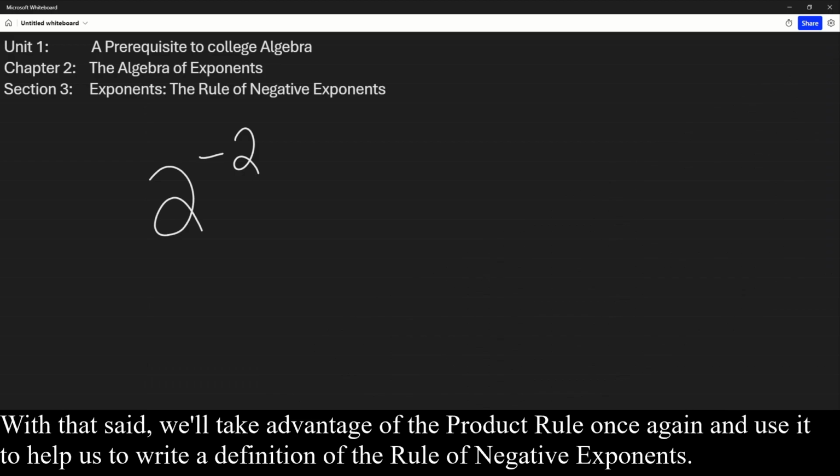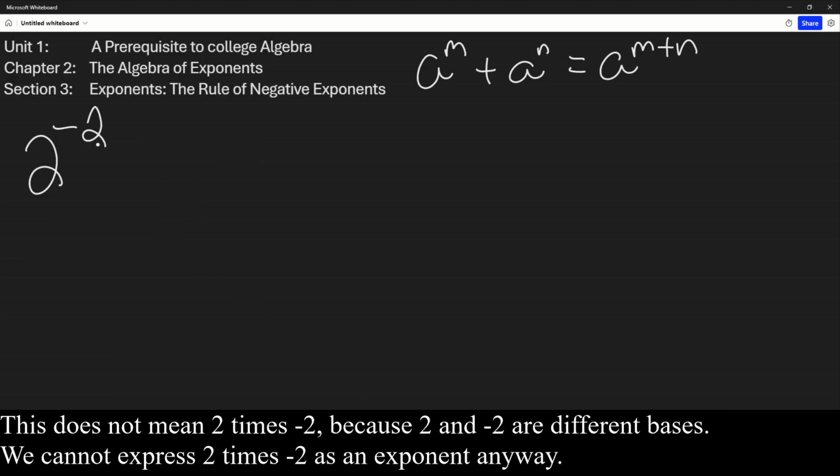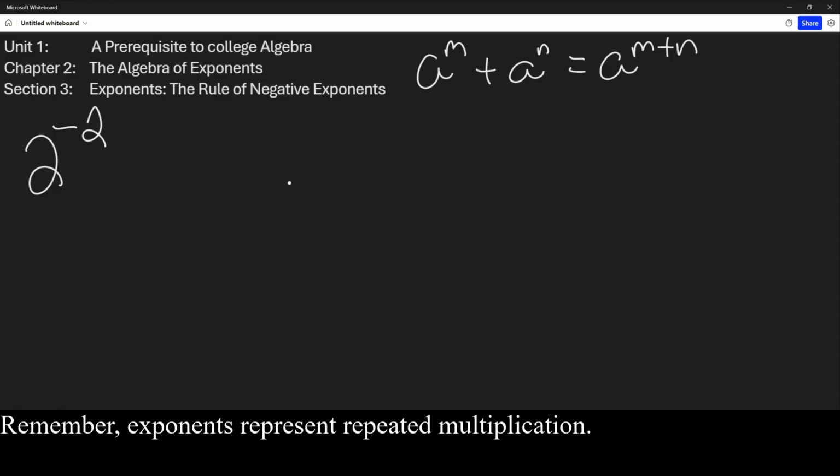With that said, we'll take advantage of the product rule once again and use it to help us write a definition for the rule of negative exponents. Let's look at the term 2 to the negative 2. This does not mean 2 times negative 2. It does not mean that, because 2 and negative 2 are different bases. We cannot express 2 times negative 2 as an exponent anyway. Remember, exponents represent repeated multiplication.